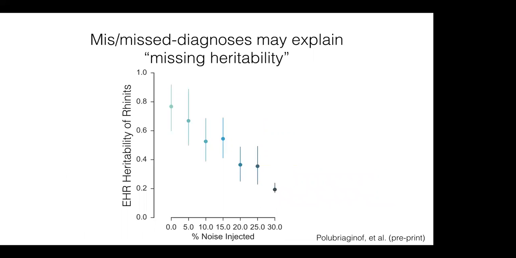We looked at what would be the impact of missing or missed diagnoses that could explain the missing heritability. And we see here that when we have noise from 10 to 15%, it affects the heritability between 5 to 20%. So this could explain why our estimates are a little lower than what is reported in the literature.